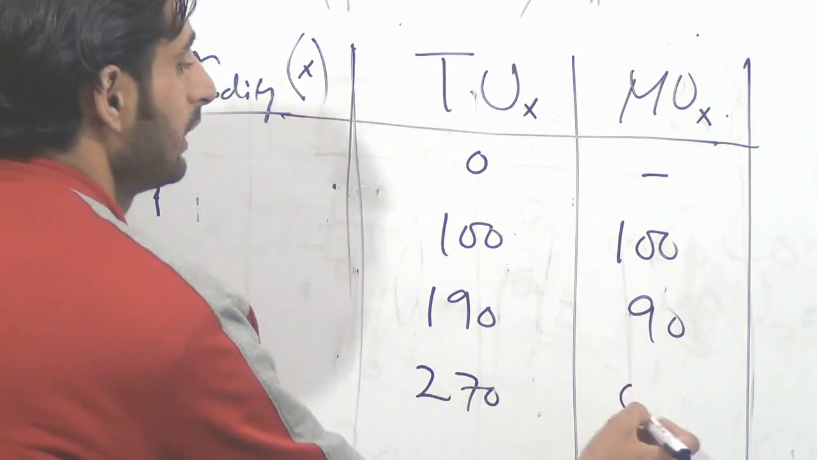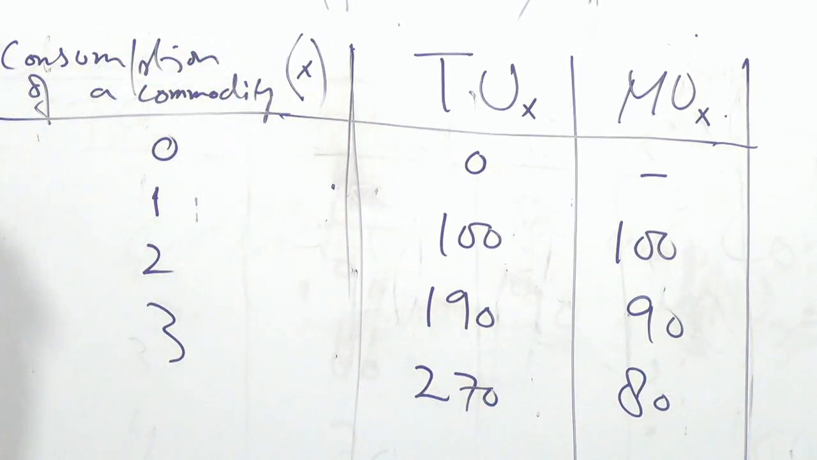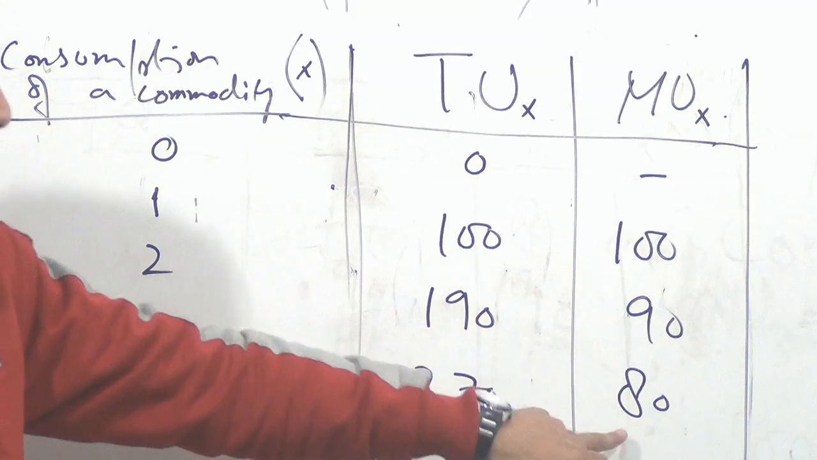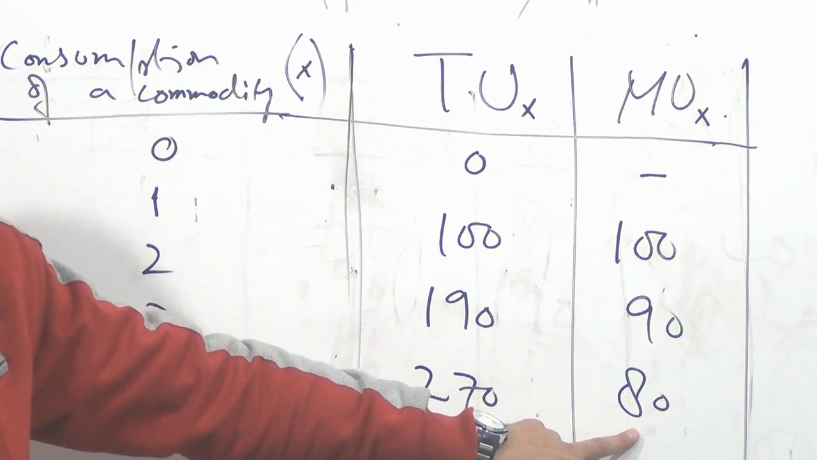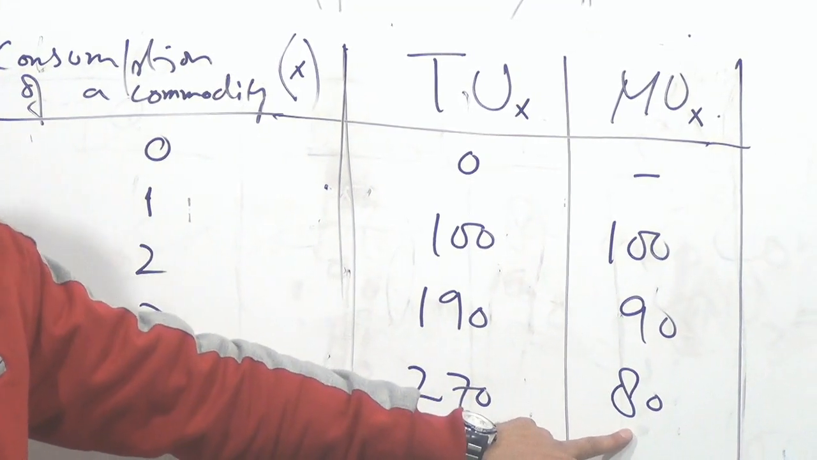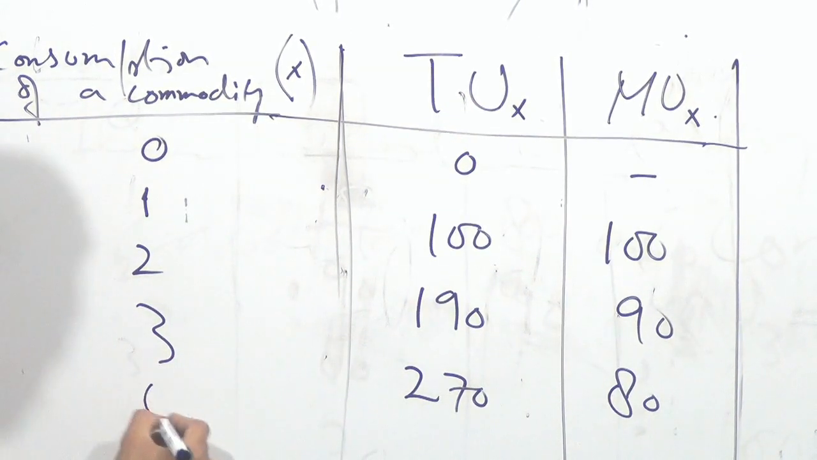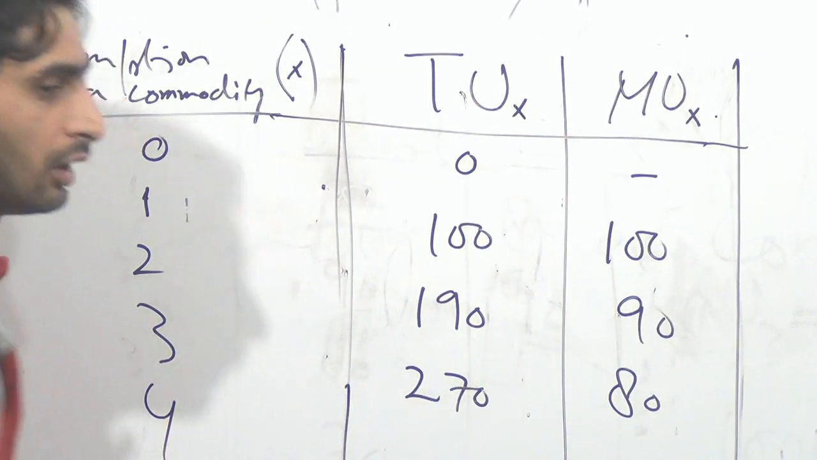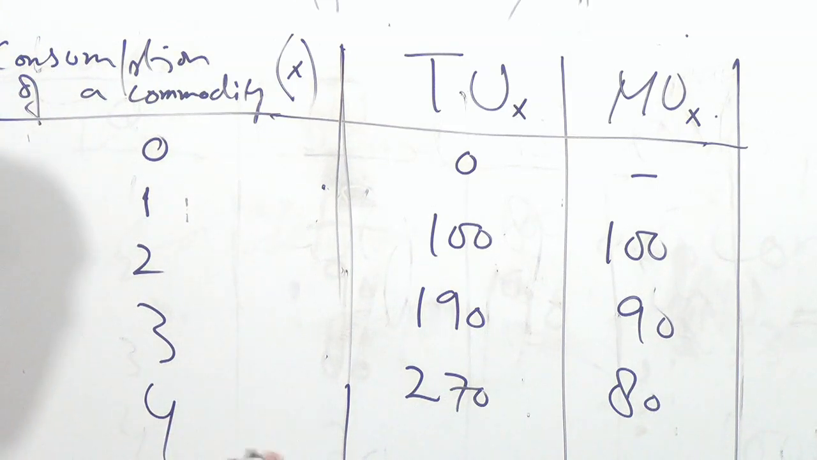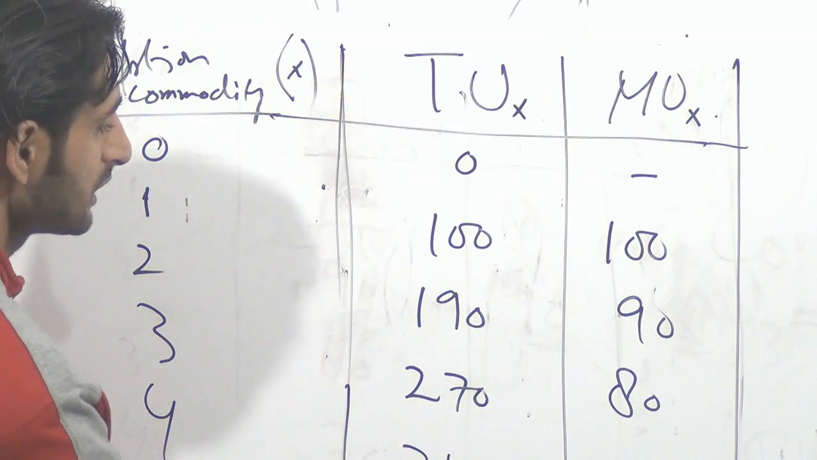Accordingly, here I'll be able to get 80 utils, the marginal units. The marginal utility is the addition per unit. I'm talking about the unit change. This unit is changing by 80. Likewise, I can talk about the fourth unit, the fifth unit, many units. The fourth unit will impart, say, 340.